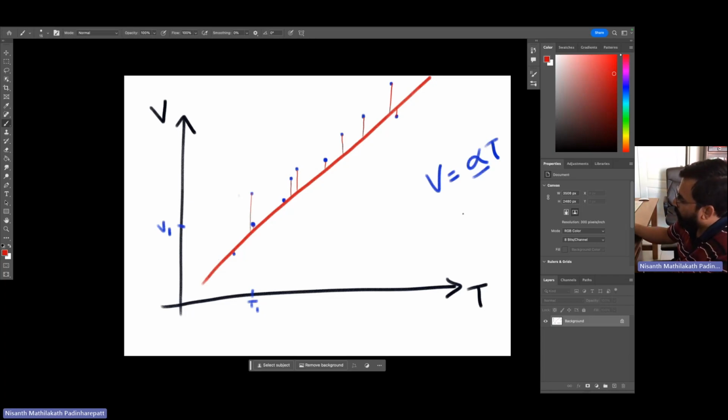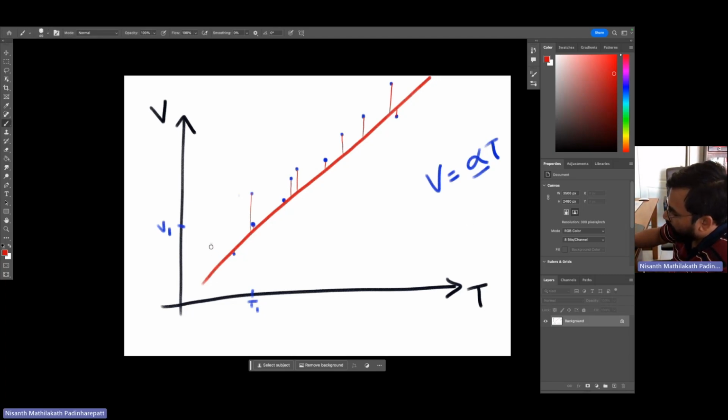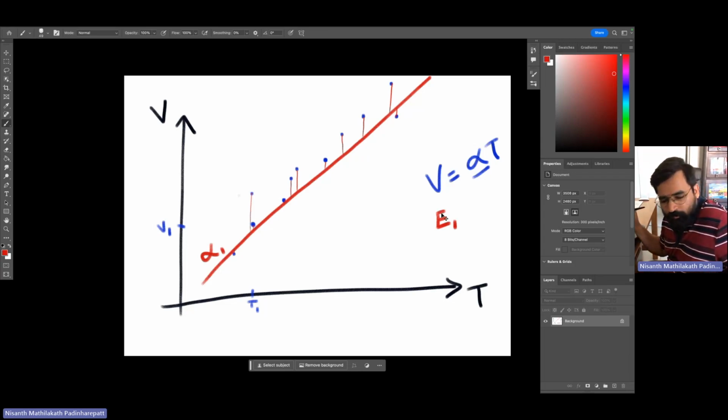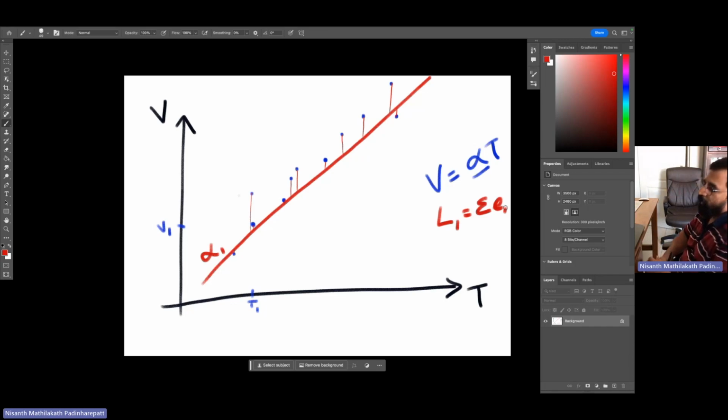We guessed a value alpha 1. This corresponds to alpha 1, this red line. And we got a model, and we got some error, E1. E1 we summed up, we summed up all the errors. L1 we got, sigma E1. Okay, we got an error L1.